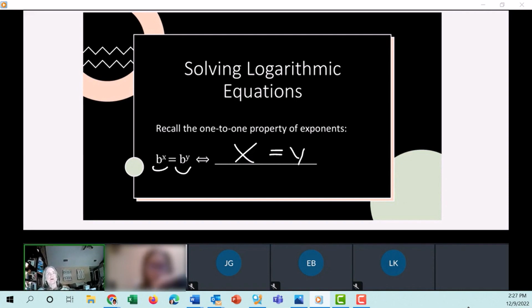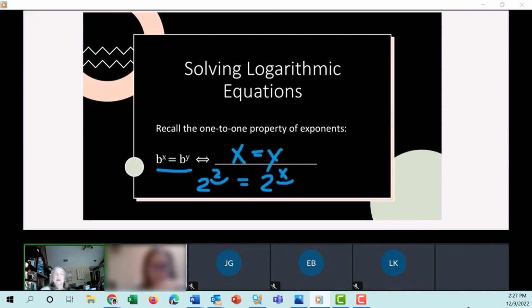Let me show you an example. And also write this down because we're going to have this or something like it in our exit ticket on the first question. So as you said, x equals y. So let me replace the base with a simple number like the number 2. Can you readily see that x has to equal 2 for that to be equal?